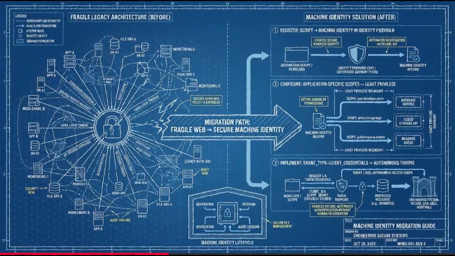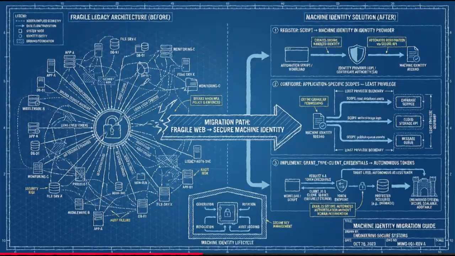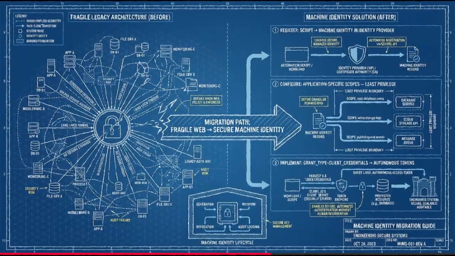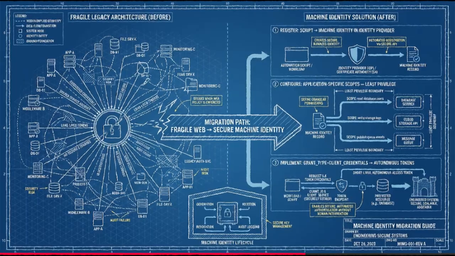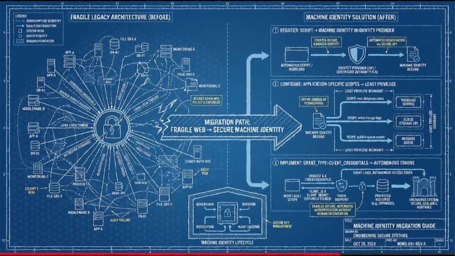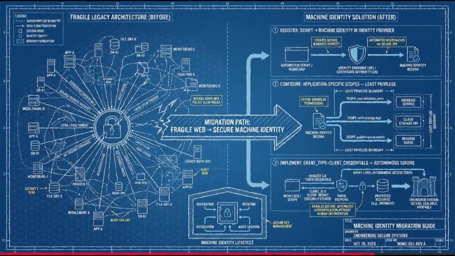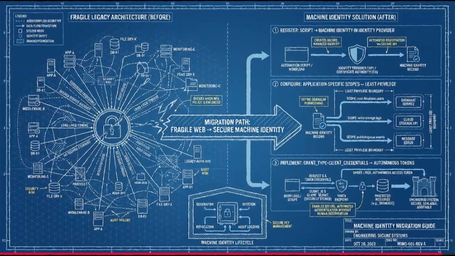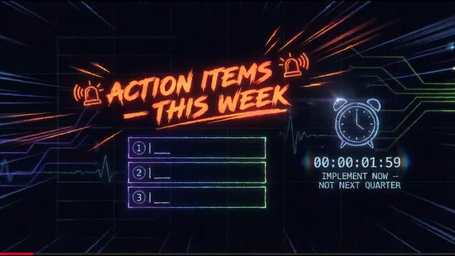Engineering teams must register the backend script as a distinct machine identity within their identity provider. They must configure application-specific scopes, strictly limiting what that machine identity can access, and utilize grant-type client credentials to retrieve autonomous access tokens natively. Implementing the transition to OAuth 2.1 principles requires immediate architectural adjustments to your deployed systems.